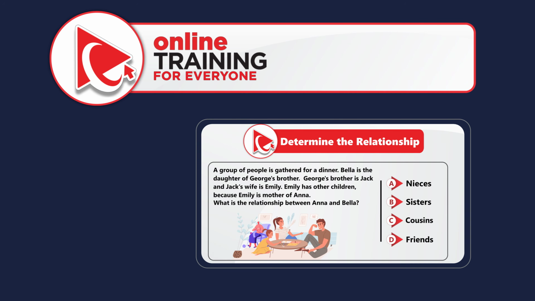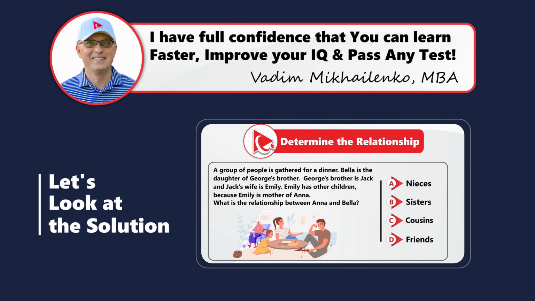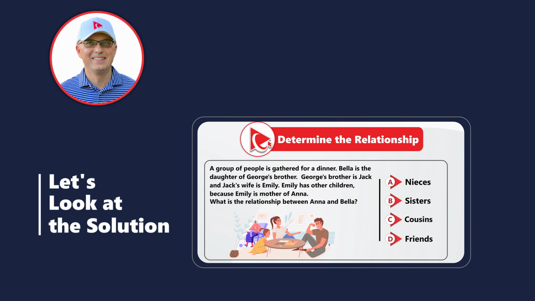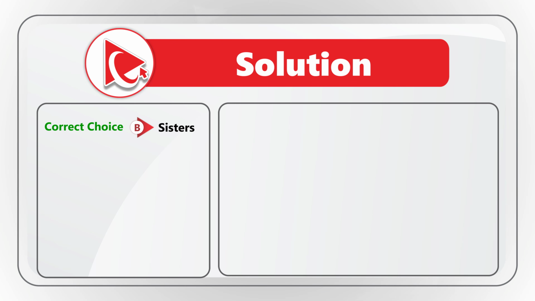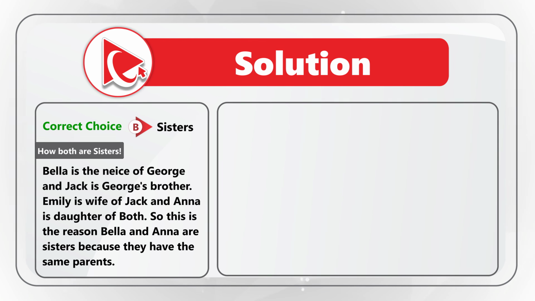And on my end, I am moving forward to share with you my version of the solution. And obviously, if you have a better way to solve it, please make sure to post in comments. The correct answer is choice B, they are sisters. But why? Let's build a diagram to demonstrate the relationships between this group of people.